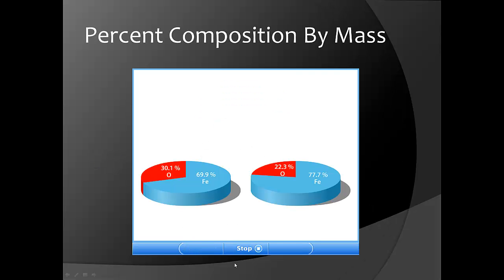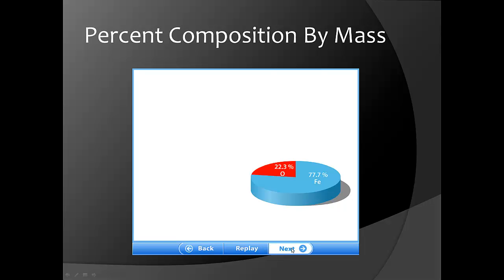Percentage composition of a compound is the percentage by mass of each element in that compound. Iron, for example, forms two binary compounds with oxygen. The percentage composition of one is 30.1% oxygen and 69.9% iron. The percentage composition of the other is 22.3% oxygen and 77.7% iron. Because of their differing percent composition, their properties differ.